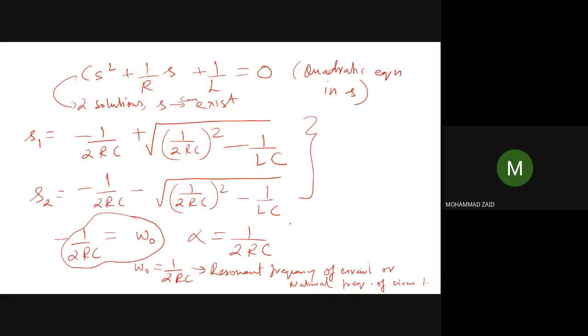What is alpha? As you can see, R is coming, so alpha is basically a damping constant. You can say it is an exponential damping constant, and its unit is popularly known as Nepers. Okay, till now it is clear.